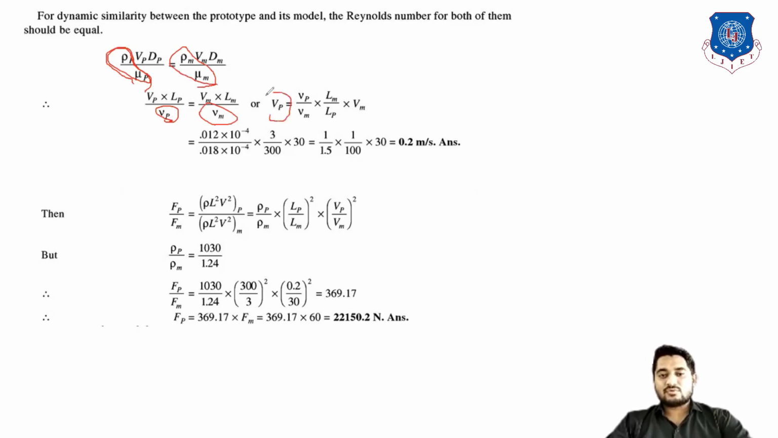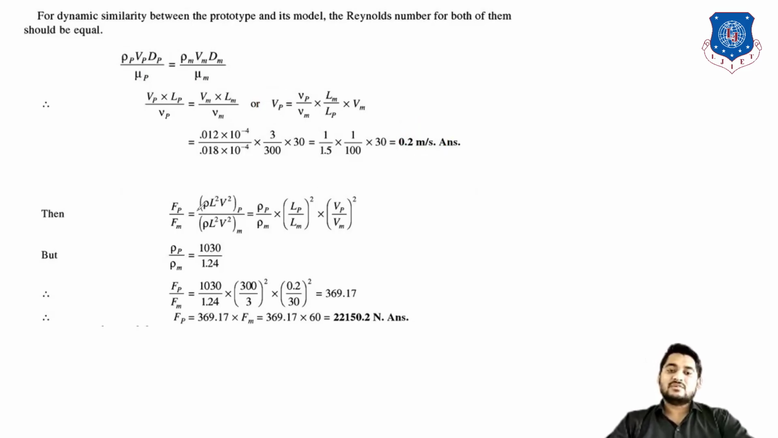We have to find the velocity of the prototype. All other data is already given. So if you put all other values from the given data, we will find the velocity of the prototype is 0.2 meter per second. So velocity of prototype is equal to 0.2 meter per second.